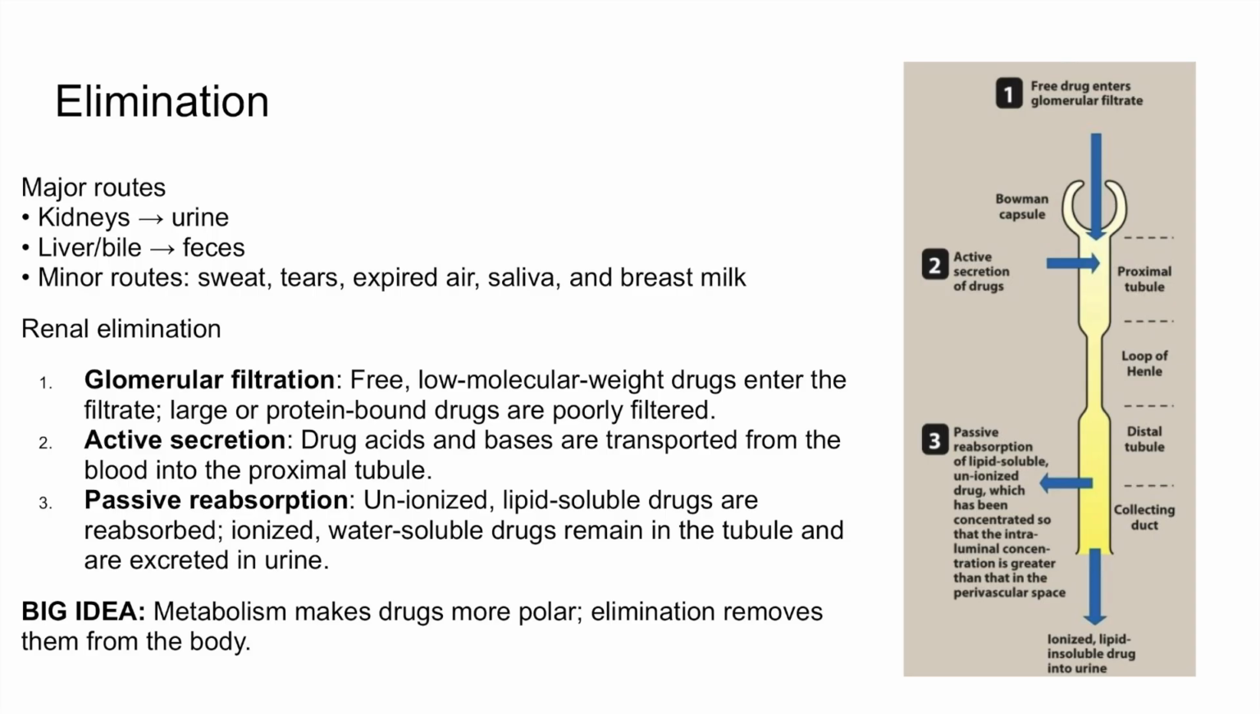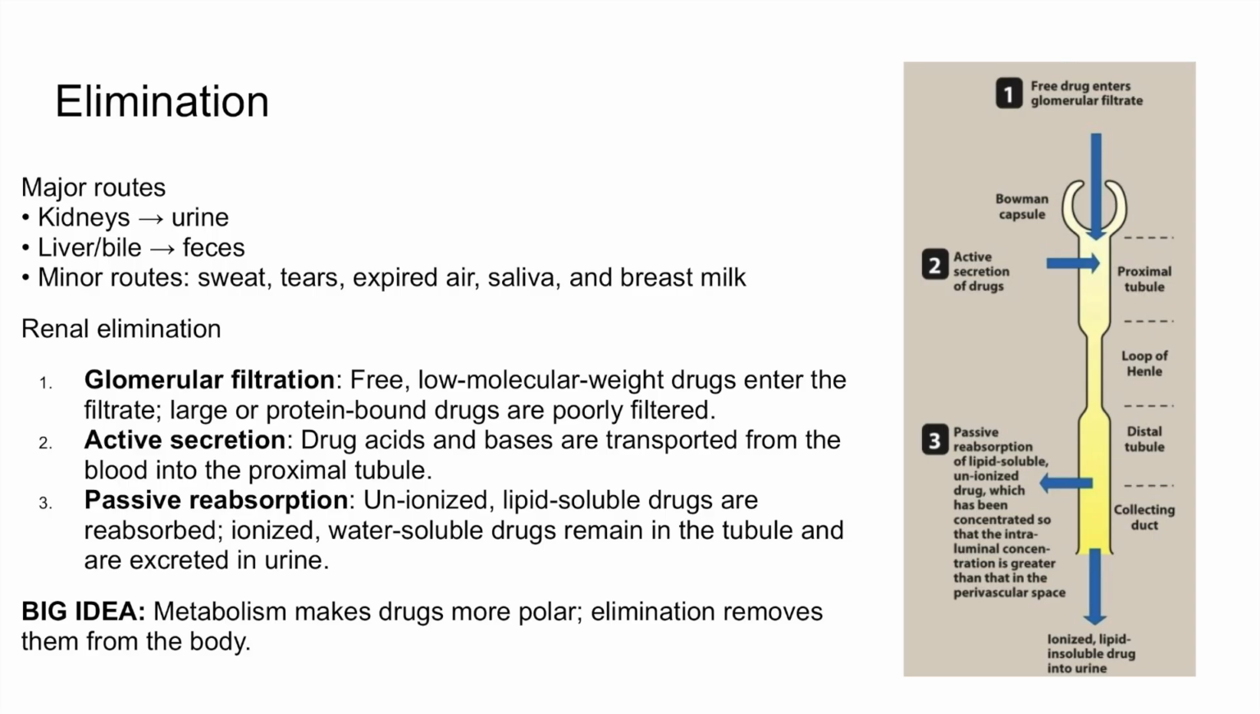Renal elimination involves 3 major processes. First, during glomerular filtration, small free drug molecules enter the filtrate. Drugs bound to plasma proteins are not readily filtered. Second, active secretion transports certain drugs from the blood into the proximal tubule. Separate transport systems handle many organic acids and organic bases, and drugs may compete for these transporters.